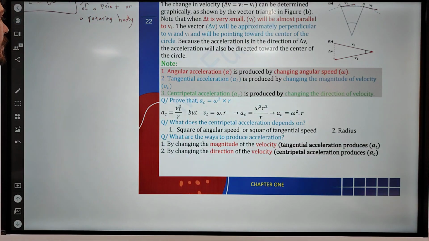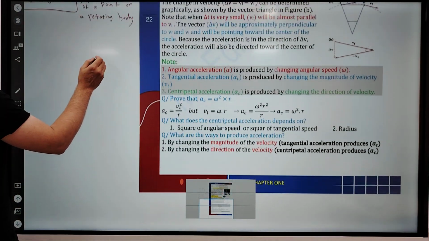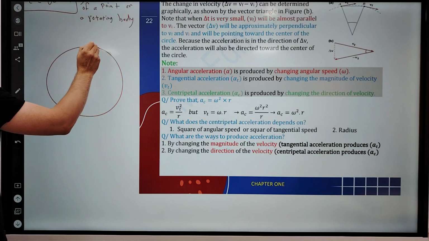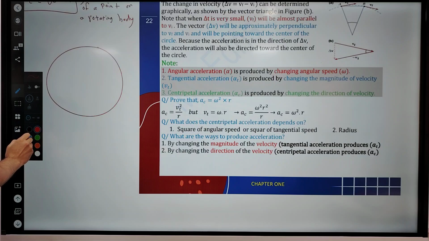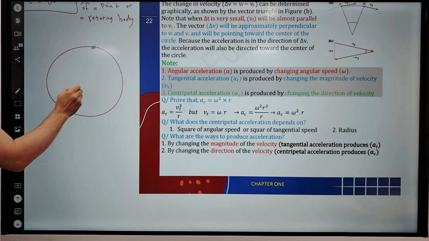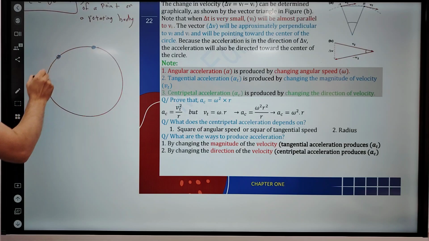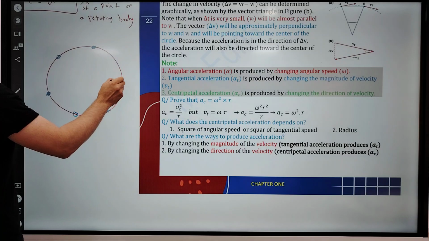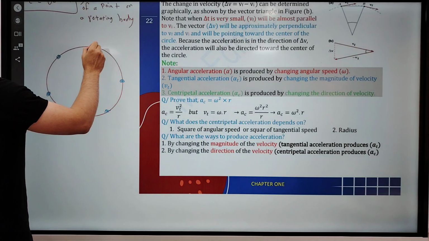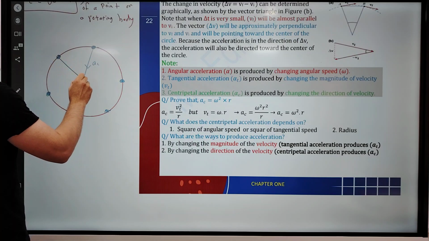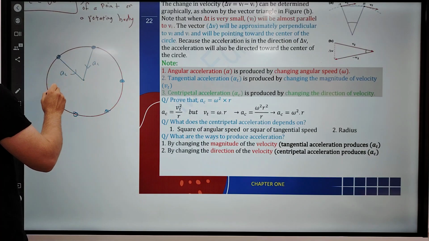Okay, for example, when an object is moving in a circular path, the centripetal acceleration is directed toward the center always.